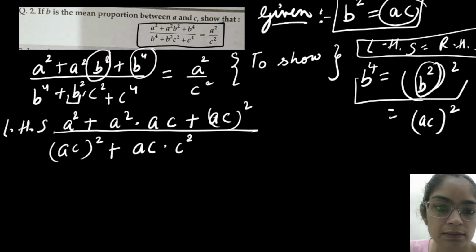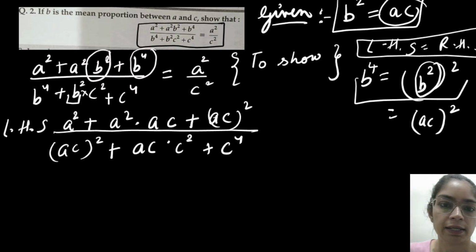See, if nothing is written, that means they are getting multiplied. I am just writing it as a small dot. So dot also means multiplication only. Then c to the power 4, c to the power 4 as it is we can write.